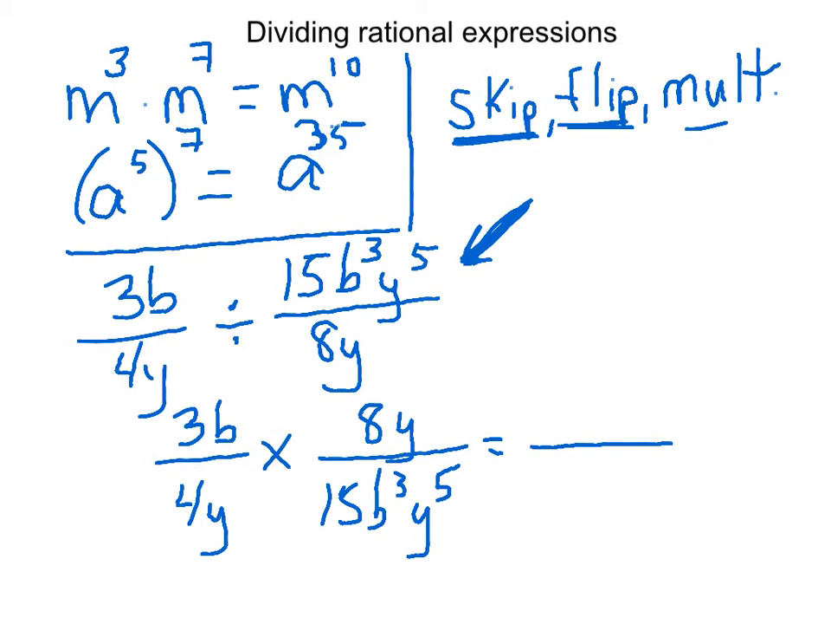My strategy is usually to multiply tops together, then multiply bottoms together, and then simplify whatever's left. So 3 times 8 is going to give us 24 on the top. We have a b and we have a y. Nothing to do with those except for copying them over. On the bottom we have 4 times 15. That's going to give us 60. We have a y to the 1 and a y to the 5th. And that's going to give us y to the 6th.